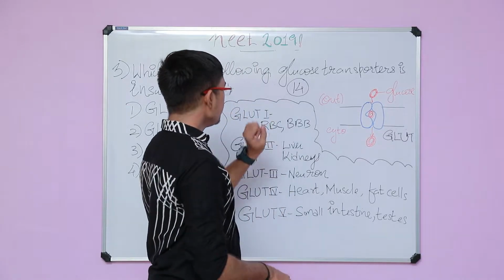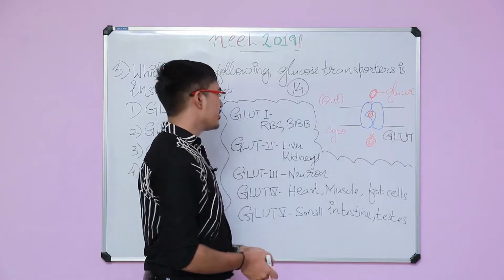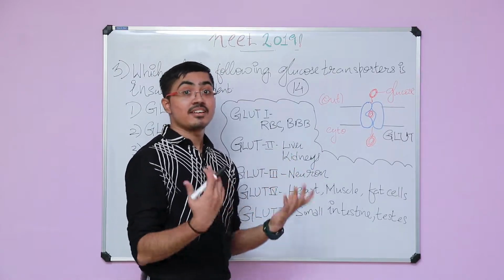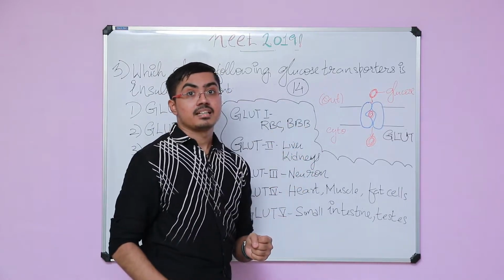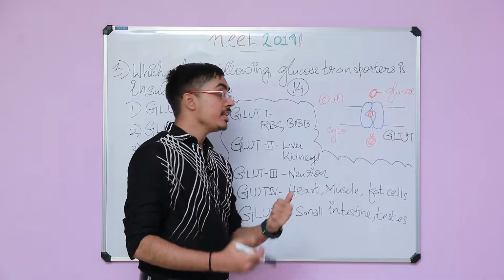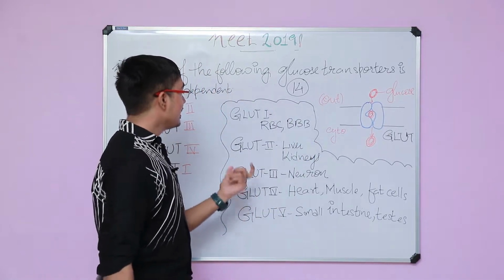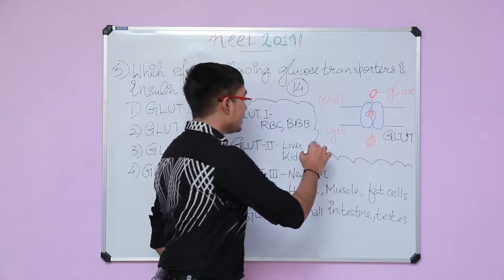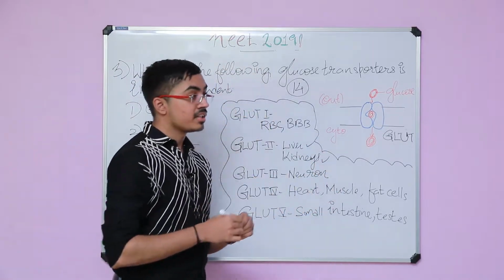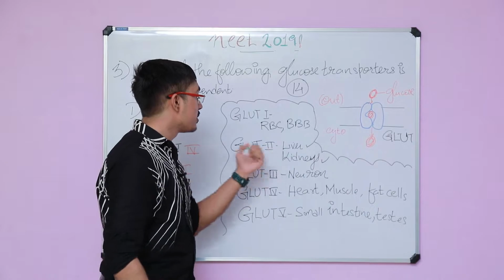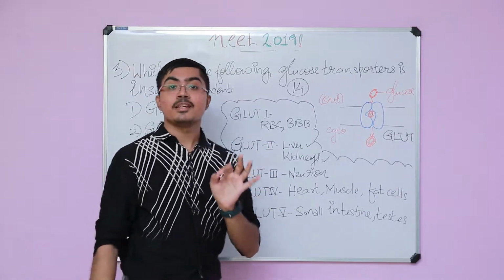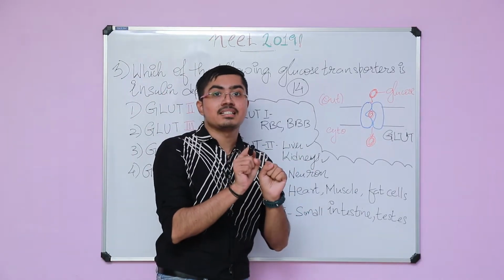So remember, GLUT1 is present almost everywhere in the body. You can see it is present in RBCs, and RBCs are everywhere, and in the blood-brain barrier. So anything to be taken inside the brain, you require GLUT1. In the brain, this is very important. Other than that, GLUT2 is present in liver and kidneys. So for the liver and kidneys to take in glucose, you require GLUT2. GLUT3 is very important for neurons. That is how a neuron obtains its glucose.